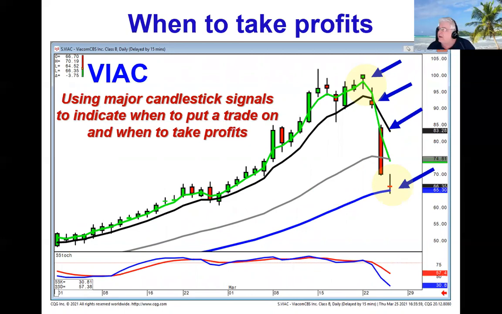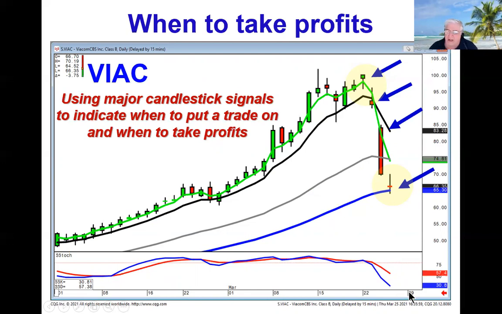We shorted Viacom because there was a hanging man signal in the overbought area, one of your 12 major signals, followed by a gap down, which is the exact confirmation you want to see that there's been a reversal. The fact that it closed below the T line told us we could start shorting on any weakness. And now we're down here at the 50-day moving average, doing a doji. What's a doji tell us? Indecision between the bulls and the bears.